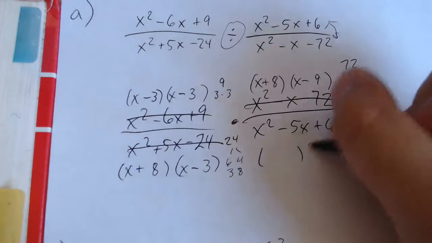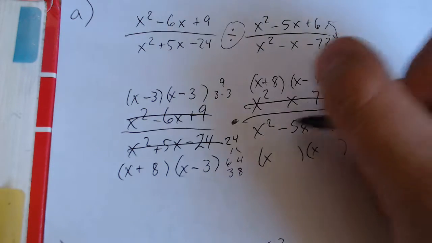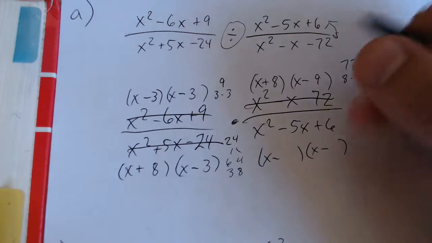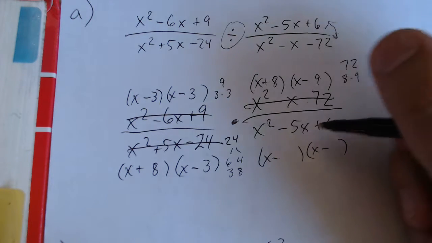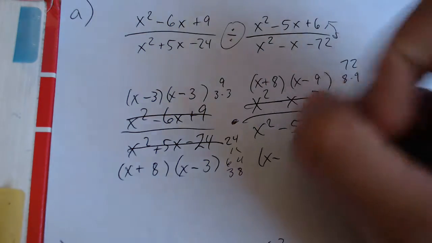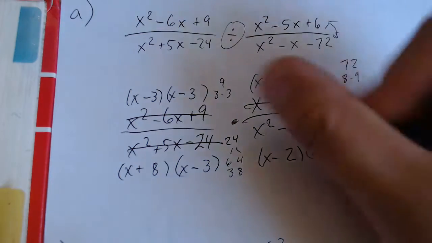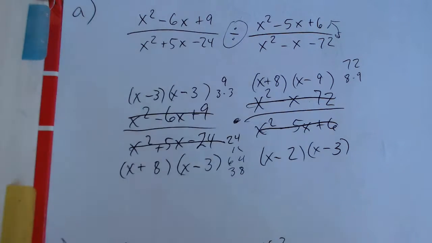Last one. x and x. Positive means both the signs are the same. Negative means both the signs are negative. And then we just have to multiply to 6, but then add up to negative 5. So 2 times 3. Negative 2, negative 3. Okay, we're done rewriting our problem, and then we can start the multiplication process.